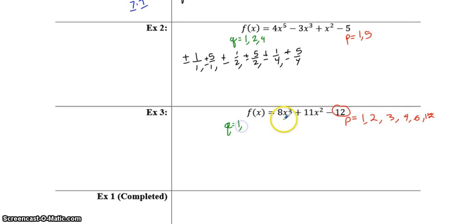So write the pairs 1, 8, 2 to 4, and nothing else in between. So each one of these over each one of these. So 2 over 1, 3 over 1, all pluses or minuses.